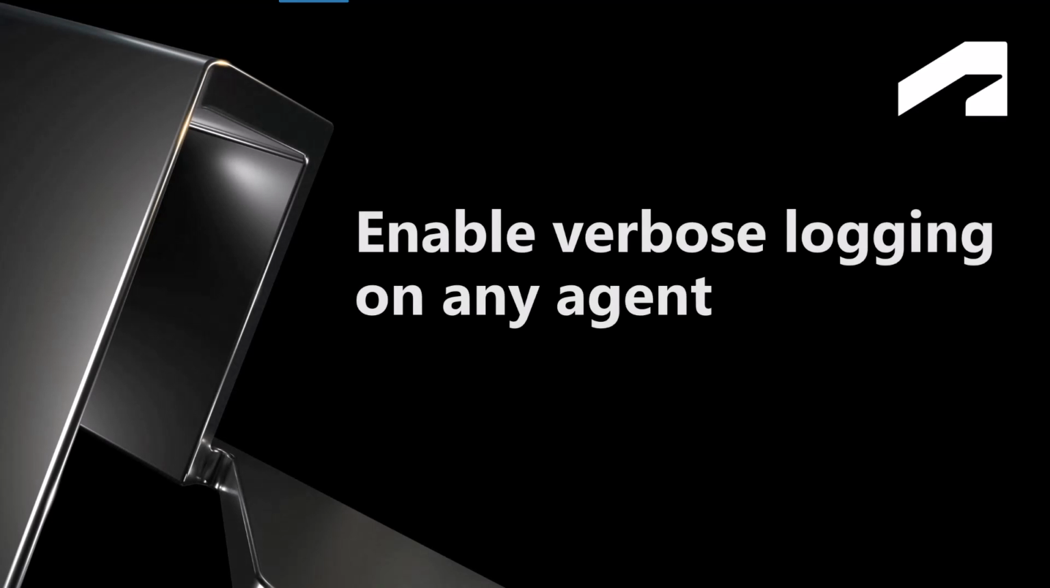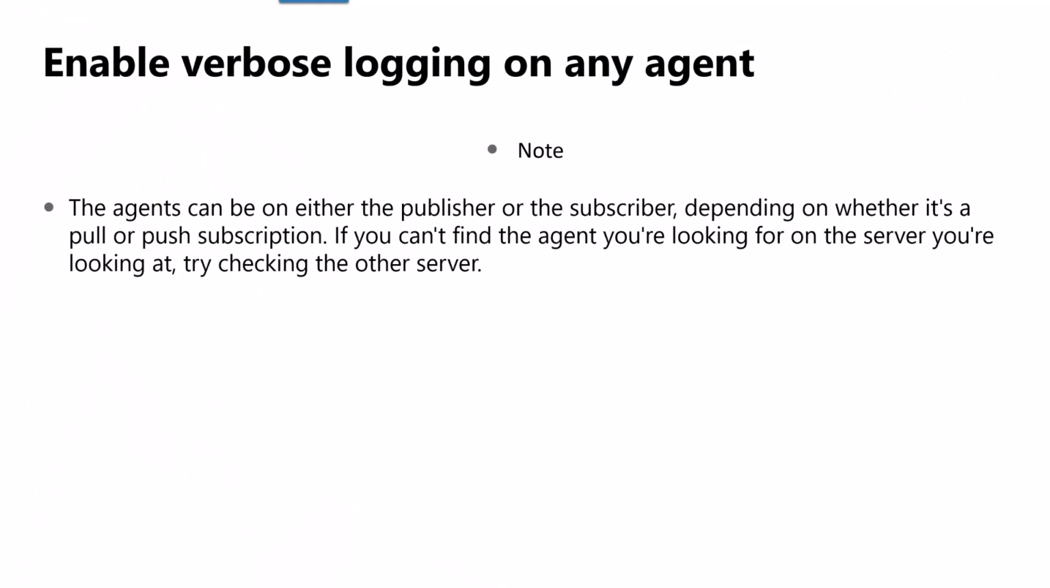Enable verbose logging on any agent. You can use verbose logging to see more detailed information about errors occurring with any agent in the replication technology. The steps are the same for each agent. Just make sure that you're selecting the correct agent in Job Activity Monitor. The agents can be either on the publisher or the subscriber, depending on whether it's a pull or push subscription. If you can't find the agent you're looking for on the server you're looking at, try checking the other server.